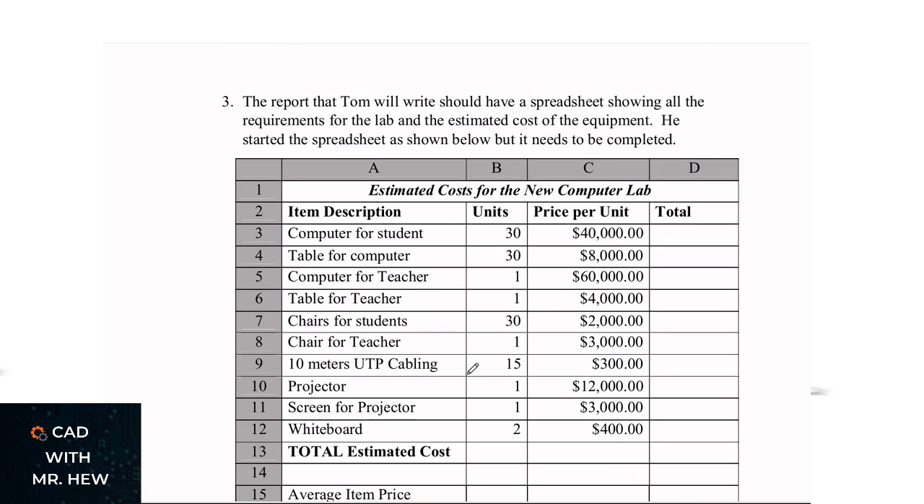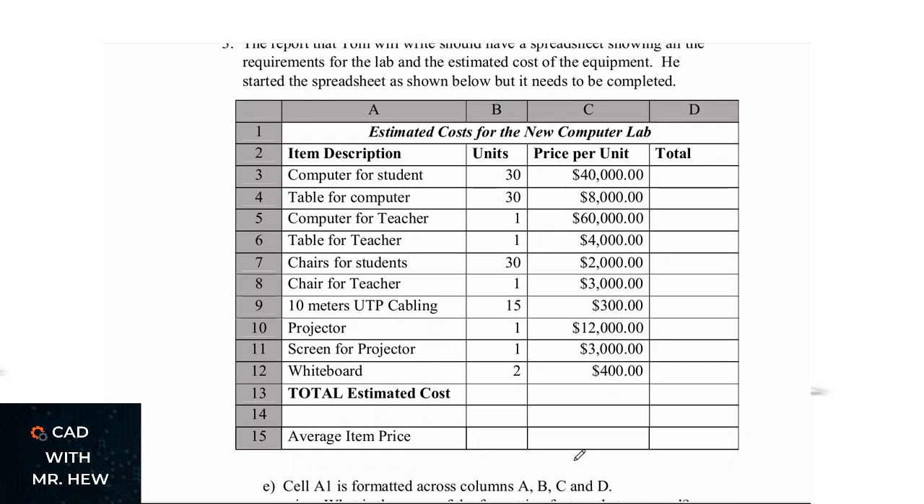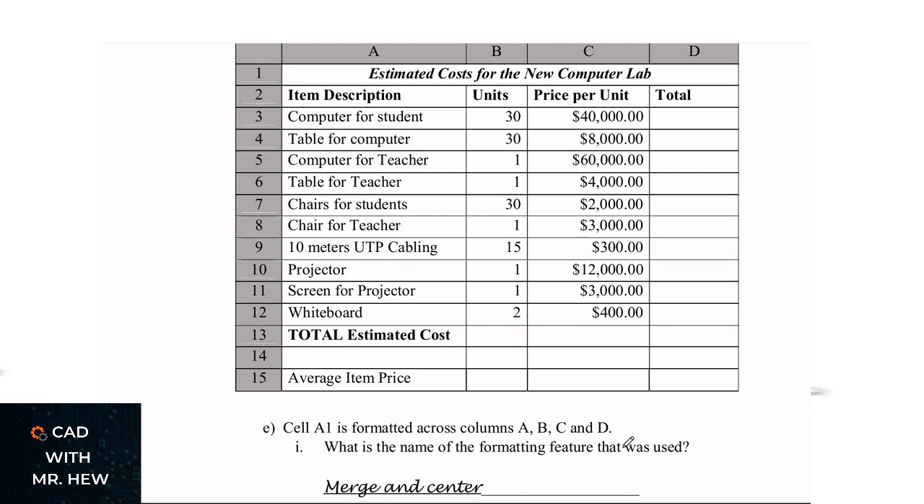Okay, here we have another question. It says, the report that Tom will write should have a spreadsheet showing all the requirements for the lab and the estimated cost of the equipment. He started the spreadsheet below, but it needs to be completed, right? So here we have the estimated cost, the item description, units, unit price, and the total. We need to find the total estimated cost and the average item price. Okay, so let's go look at the question now.